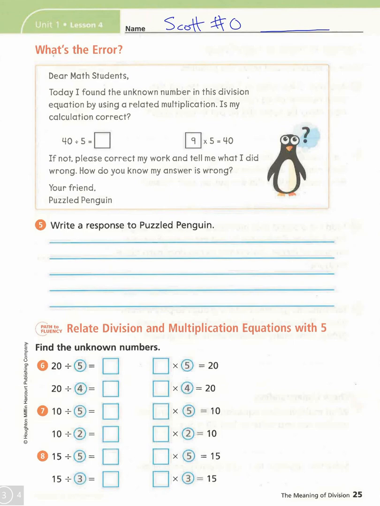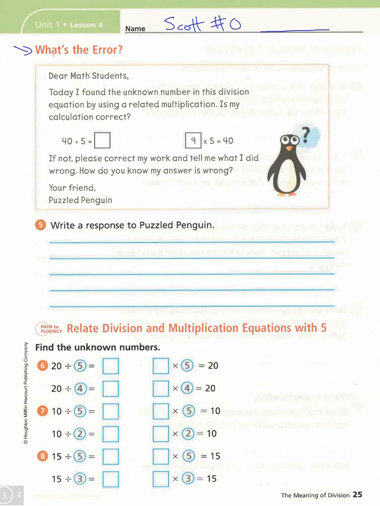So here we go. What's the error? This is our friend Puzzled Penguin. And he says, Dear math students, today I found the unknown number in this division equation by using a related multiplication. Is my calculation correct? And of course, he's never correct. We've never known him to be correct. So we need to fix this problem.